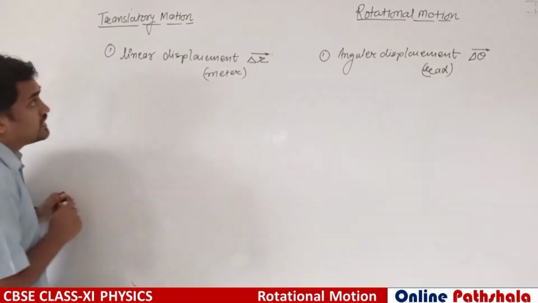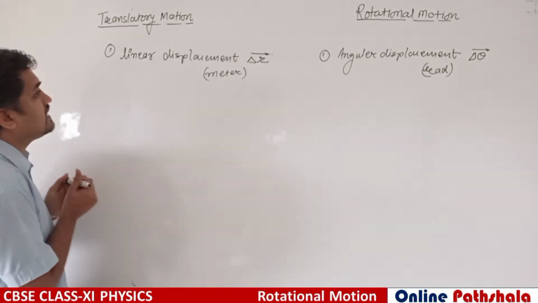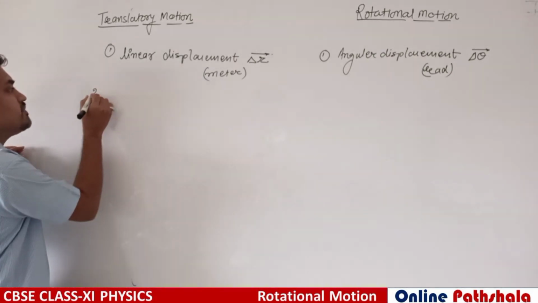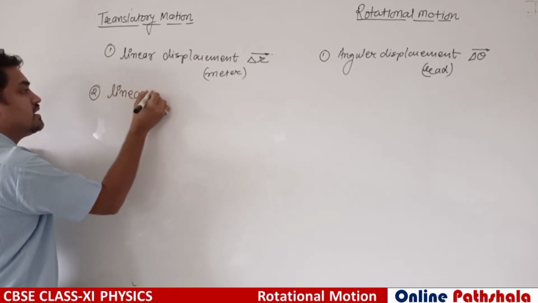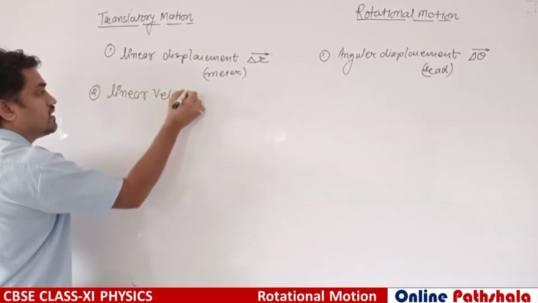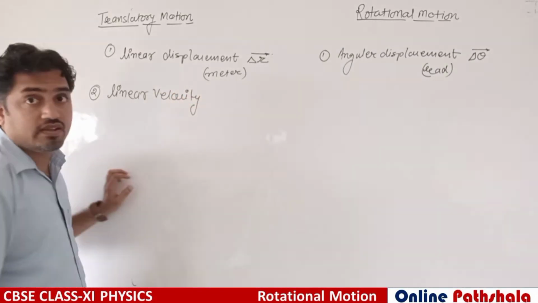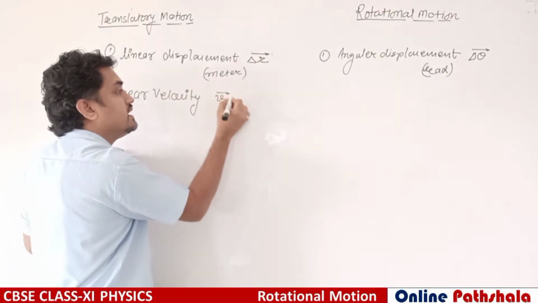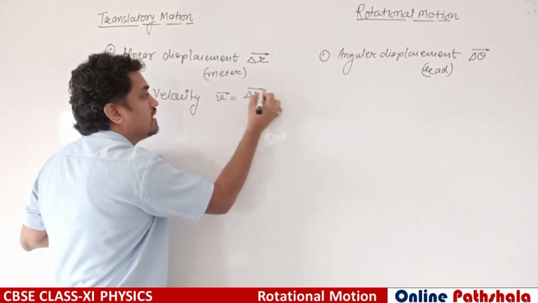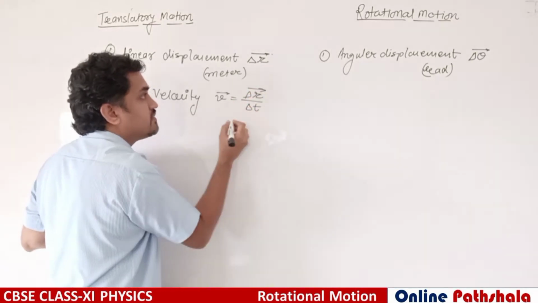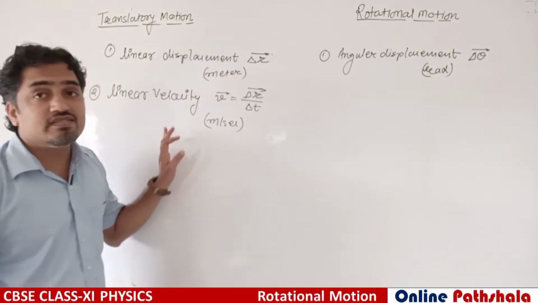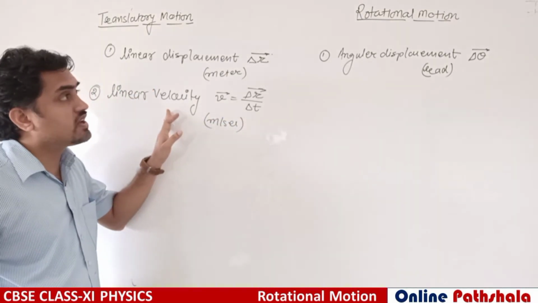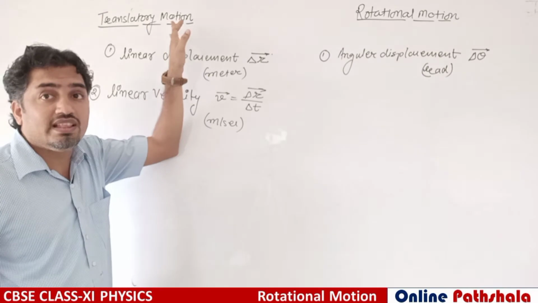Okay, now after the linear displacement, the second parameter is the linear velocity. You know very well what is the linear velocity. It is v vector, and it is delta r vector divided by delta t. It is measured in meter per second.